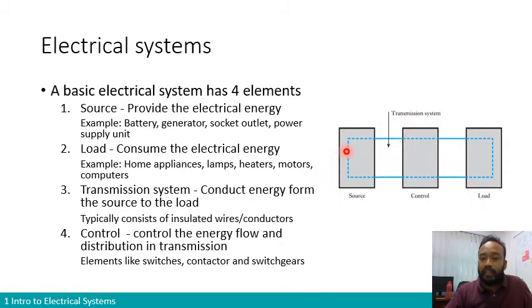In between, you have the transmission system. Transmission system is basically the part that delivers power from your source to your load. And then finally, you have what we call control. Control is also a part of the circuit in between that manages and controls the energy flow and distribution in the transmission. There are elements and circuits like switches, contactors, switchgear that you operate in order to control the power flow from the source into the load.